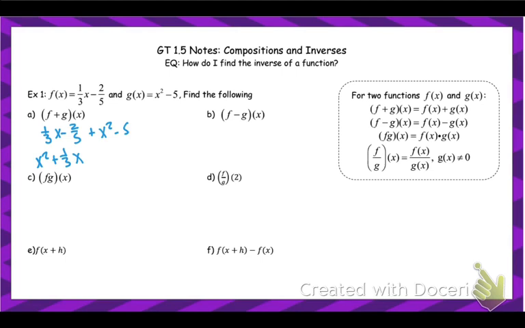So we need a common denominator. So this would be rewritten as 25 over 5. So this would become negative 27 over 5. All right, moving on to subtraction.